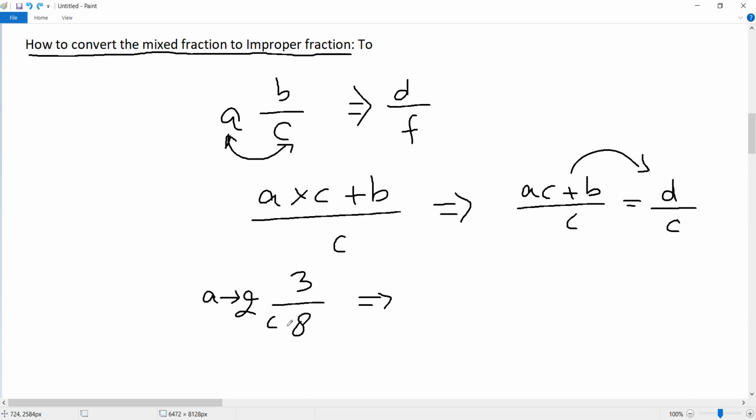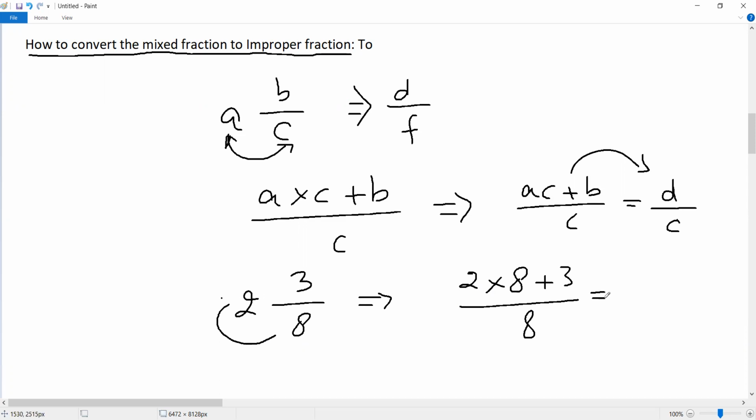So what was the method here? Multiply A and C. In other words, multiply 2 and 8. So you multiply 2 with 8. Then what? Then you add 3 to it. 3 was over here, it is acting as B. We were adding B, the same we are doing here. We are adding 3 to the product and then we write 8 below.